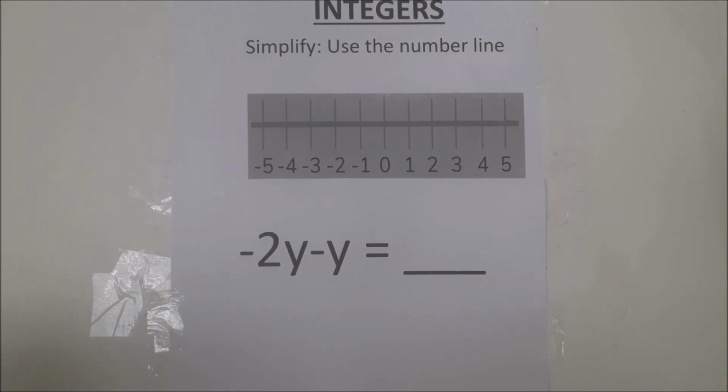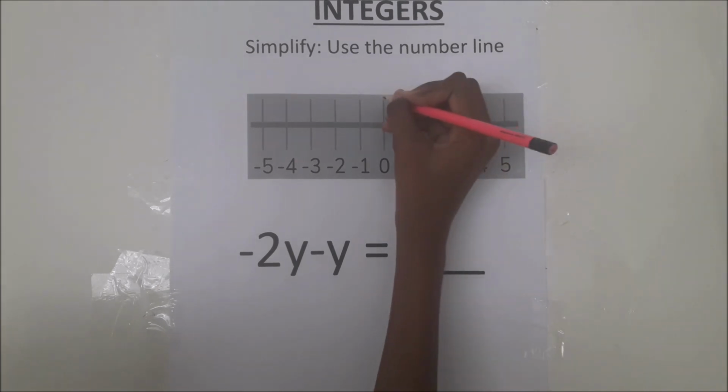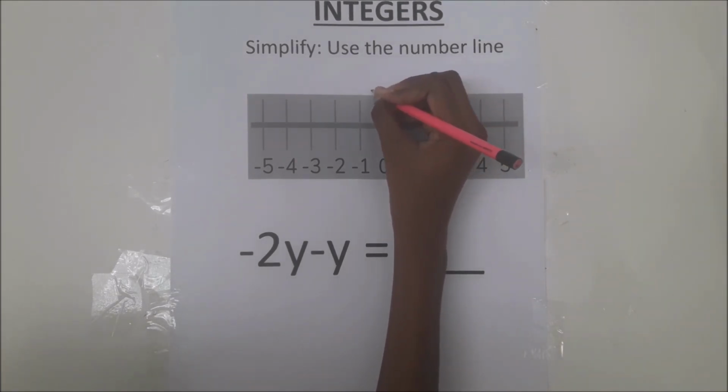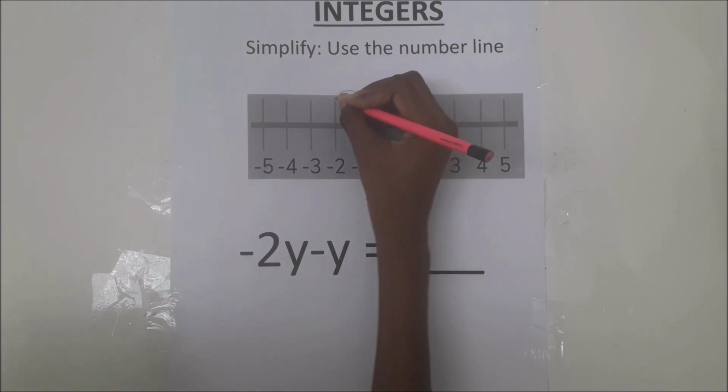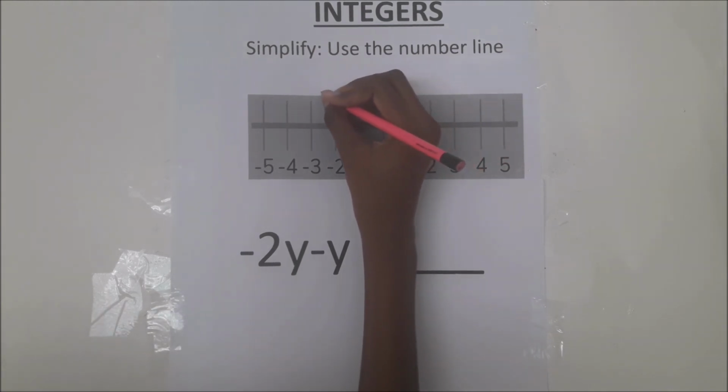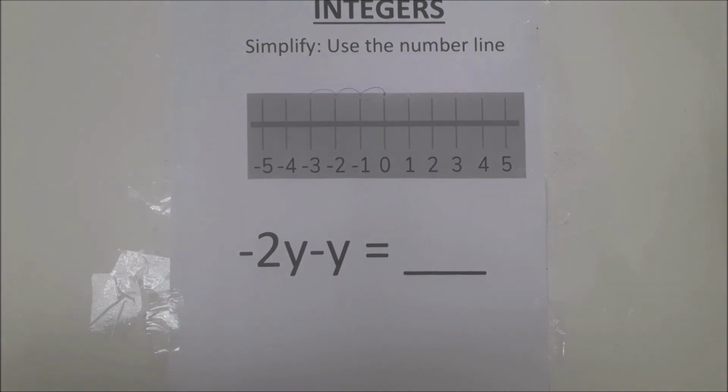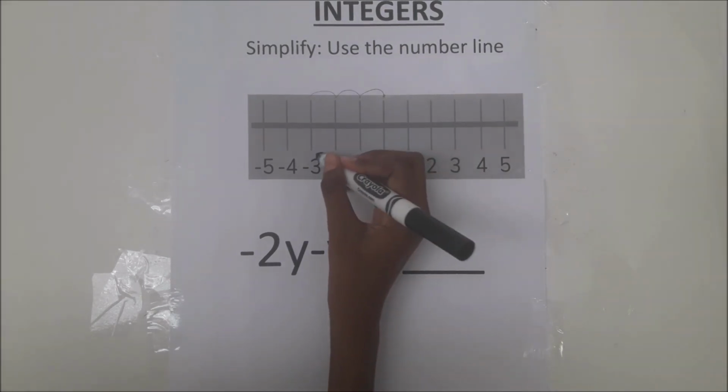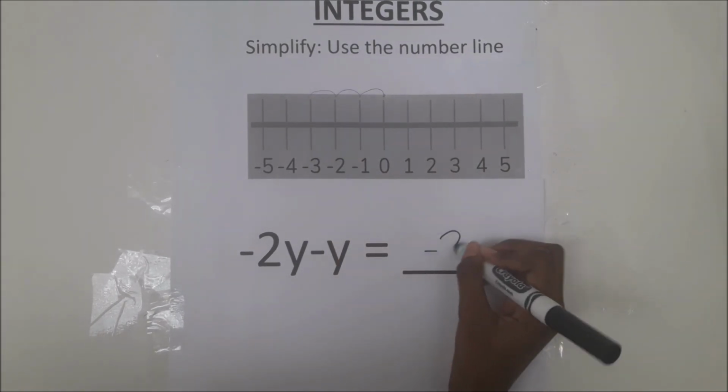Go to the number line. Let's work it using the coefficients. Start at 0, then go 2 steps to the left. 1, 2, and go 1 more step to the left. 1. Negative 2y minus y is negative 3y.